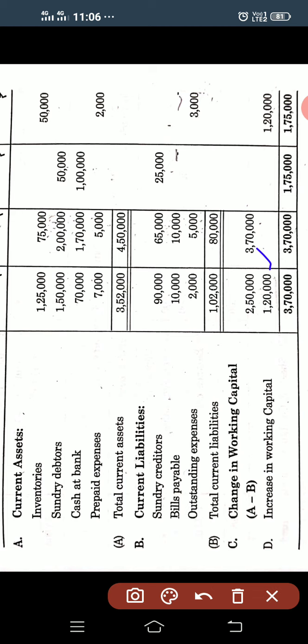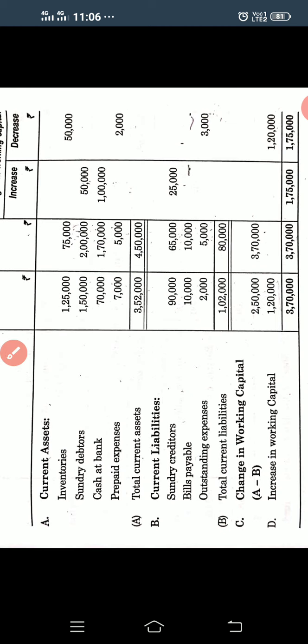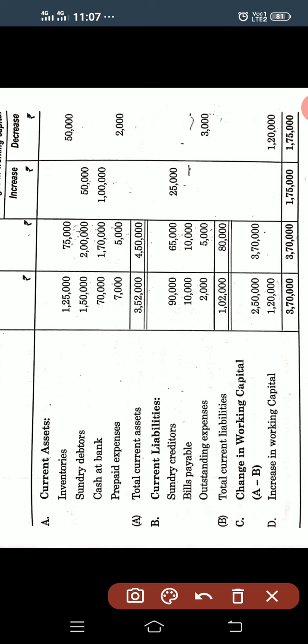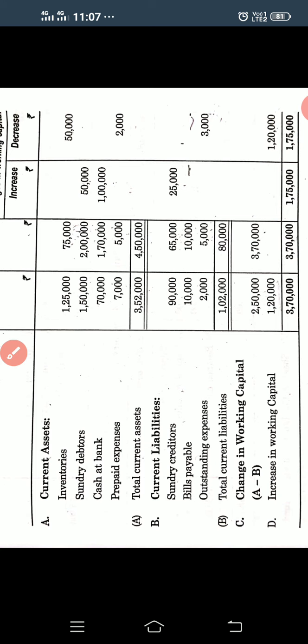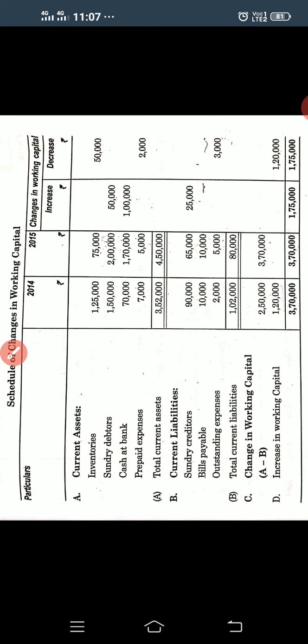Now here we have to calculate the changes here. Make a total of increase. Here it is 1,75,000. So write that 1,75,000 on both sides. The difference is 1,20,000. It will come under the decrease column. So this difference and this difference should be equal. Like that we have to calculate the schedule of changes in the working capital.